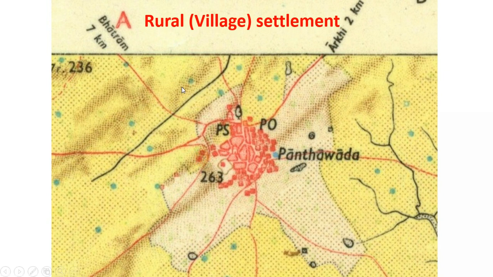And we don't see any contour line here. That means it's almost a plain area. There's not so much difference in the height. Here there is one spot height 263 and here it is 236, only about 30 meters difference. So it's a plain area, it's suitable for agriculture. So here buildings are all clustered together into one single point. So this is a settlement in rural areas.